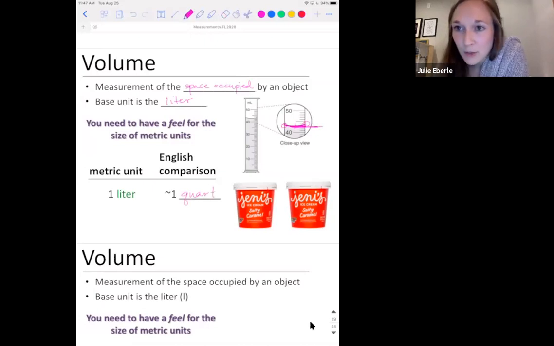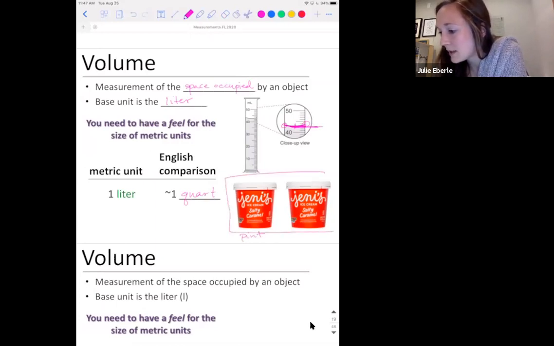Now, I did not put a picture of a quart of oil because y'all know I love ice cream. A quart is 2 pints. Okay, so here's a pint of ice cream, and a quart is 2 pints put together. And I just wanted to introduce my favorite ice cream to you.